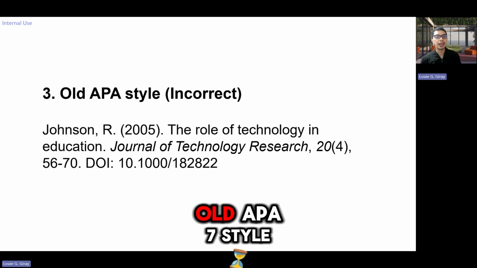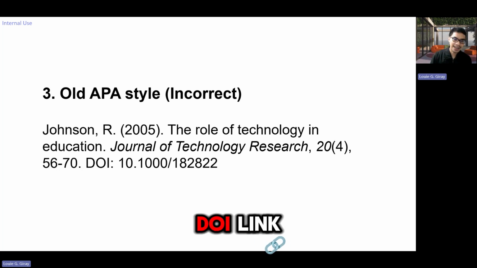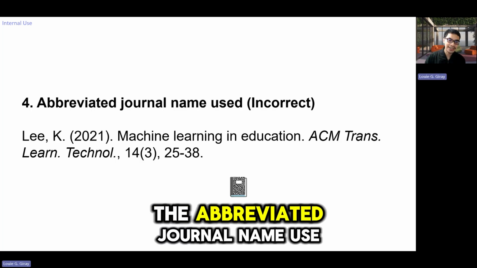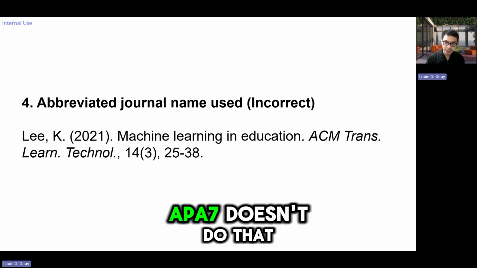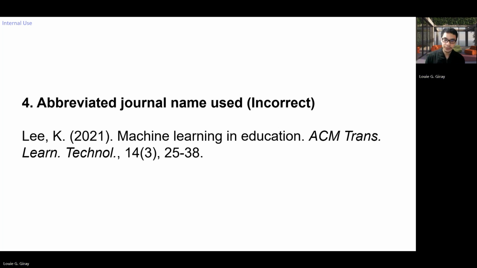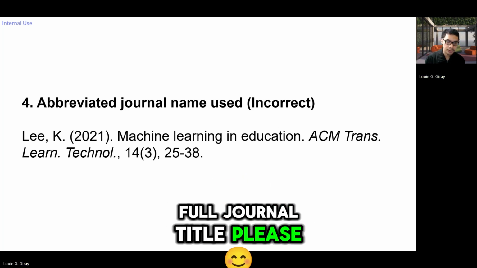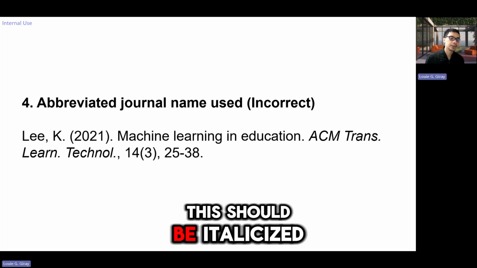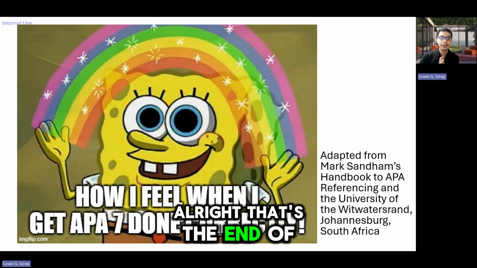Next, this one is incorrect still. It follows the old APA 6 style, not APA 7. This should be a clickable DOI link. Next is this. The abbreviated journal name use is incorrect. APA 7 doesn't do that. Full journal title, please. It should be spelled out. And then the DOI should be there. This should be italicized as well, the volume number. All right, that's the end of the session.